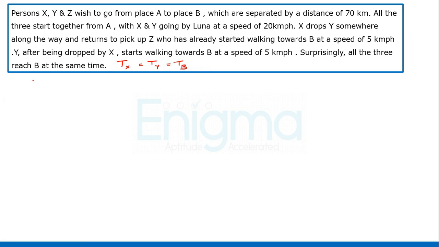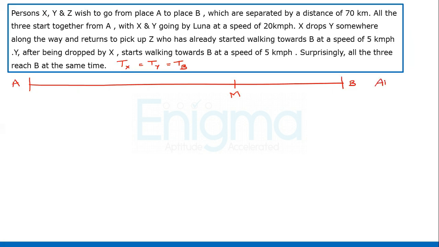Now, let's draw a symbolic figure. So we have this distance AB. X drops Y somewhere along the way. So let's assume that X drops Y at this point. Let's name it as M. Now, we know that AB is equal to 70 kilometers. Now, if we assume MB as x, then AM will be equal to 70 minus x.